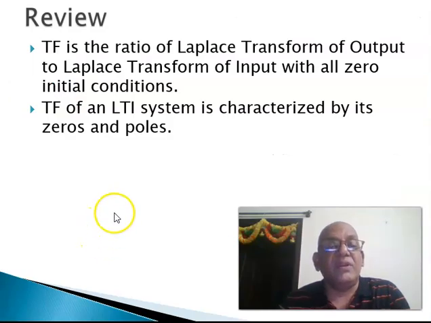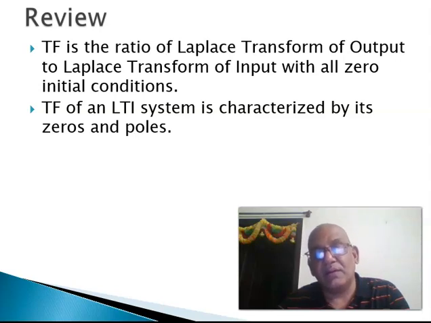We have seen a very general definition of TF as the ratio of Laplace transform of output to that of input with all zero initial conditions, and we have also seen that the transfer function of a linear time invariant system is characterized by its zeros and poles.